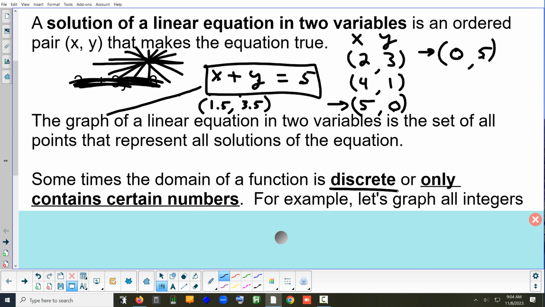An example of something that's not discrete would be like the temperature outside. Could the temperature be 50 degrees? Yep. Could it be 50.5 degrees? Yep. Could it be 50.36? Sure. Temperature can be any number, right? It doesn't have to only be 50 or 51. The temperature could be in between. So temperature, that's an example of something that's not discrete.